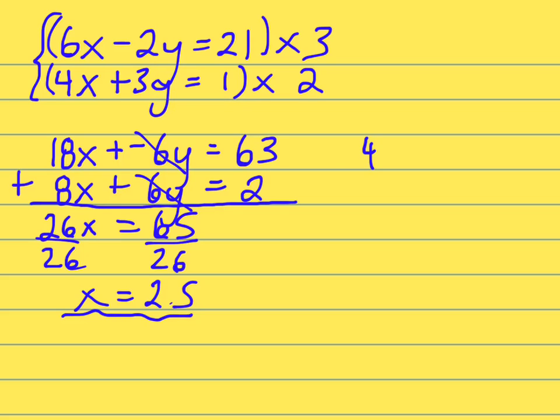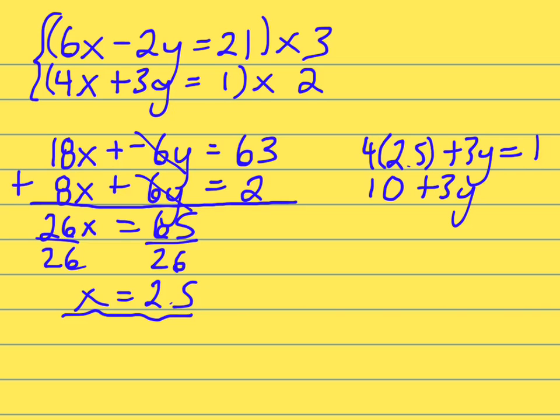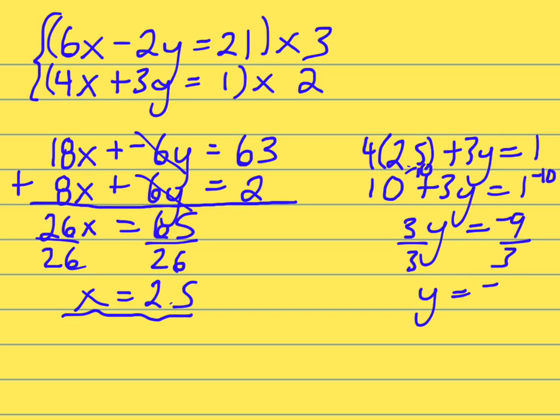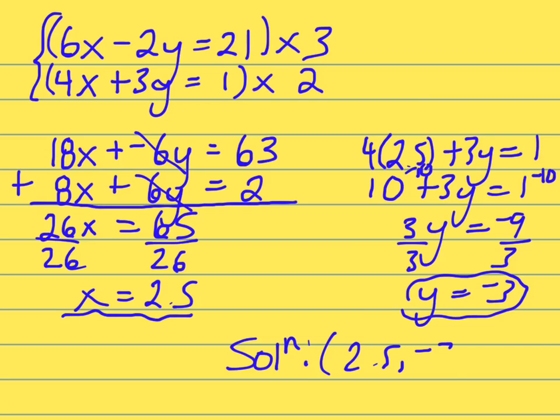I'm going to choose the second equation. No real reason, just not many negatives there. Sub my x into it. So I have 4 times 2.5 is 10, plus 3y is equal to 1. I'm going to subtract 10 from both sides. I'm left with 3y is equal to negative 9. Divide both sides by 3. Y is equal to negative 3. And there we go. So our solution is 2.5 and negative 3.